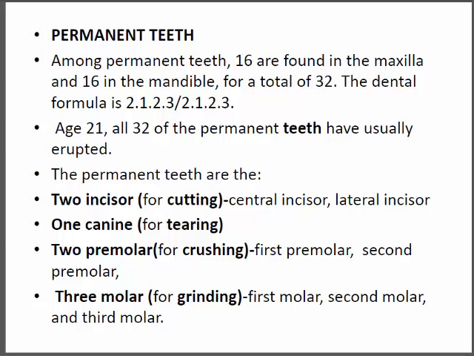The permanent teeth are 2 incisors for cutting, 1 canine, 2 premolars, 3 molars for grinding. See here, one is for cutting, one is for tearing, another is for crushing, and another is for grinding purposes.